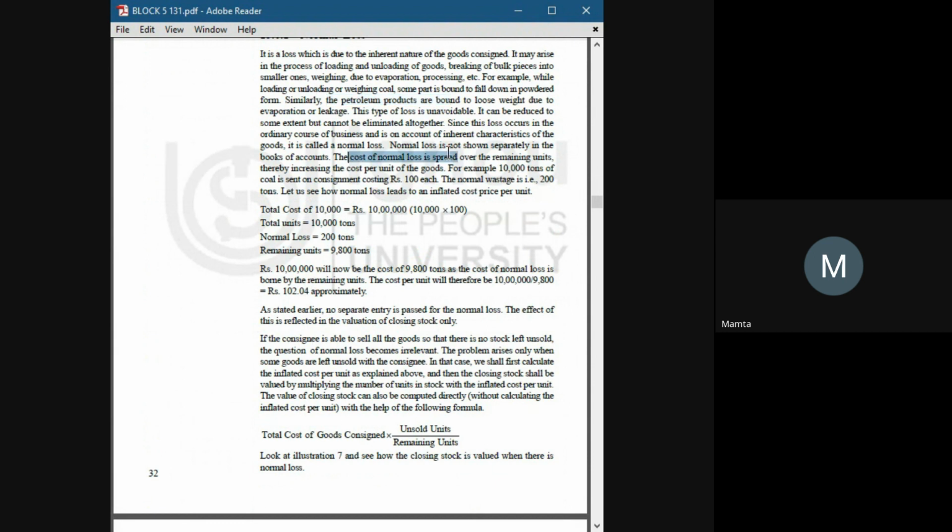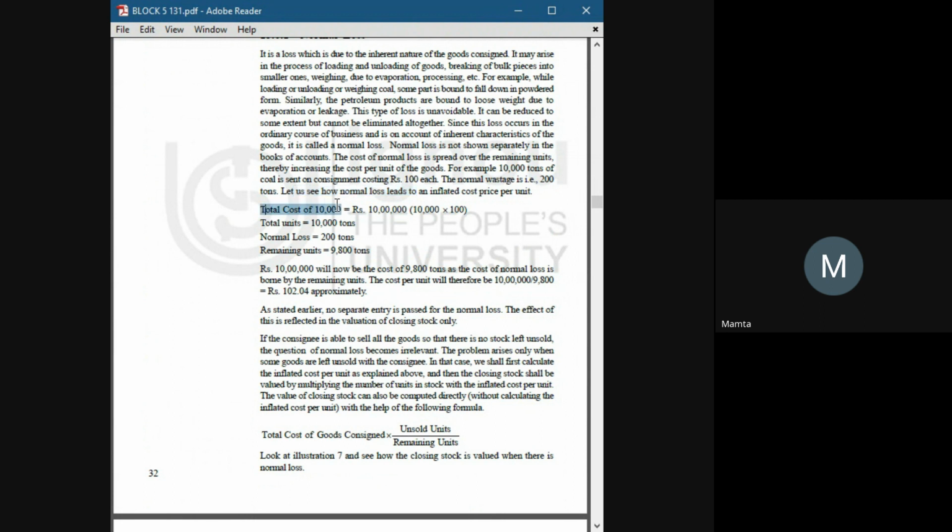The cost of normal loss is spread over the remaining units, thereby increasing the cost per unit of the goods. For example, 10,000 tons of coal is sent on consignment costing 100 each. The normal wastage is 200 tons. Okay, let us see how normal loss leads to an inflated cost price per unit.